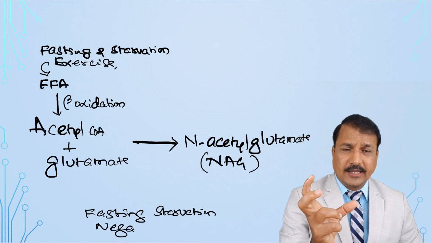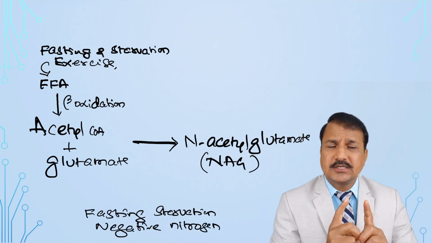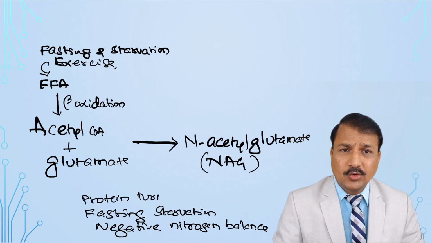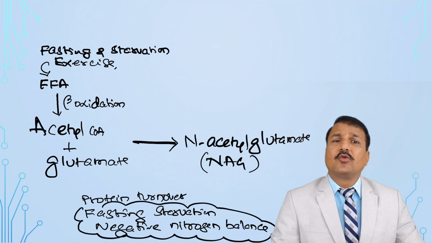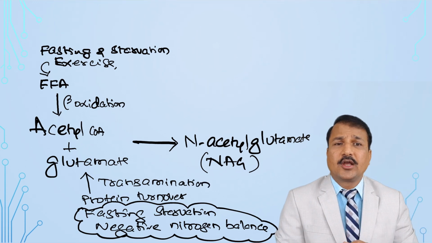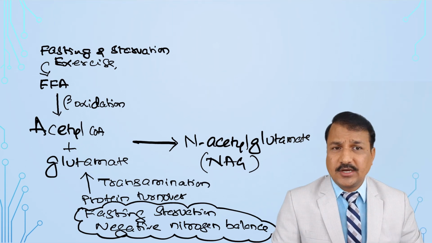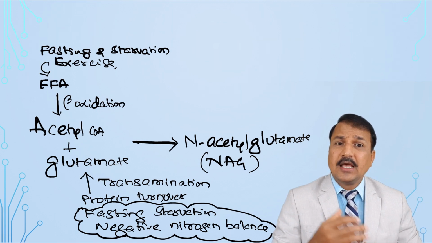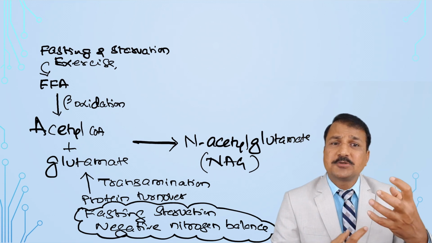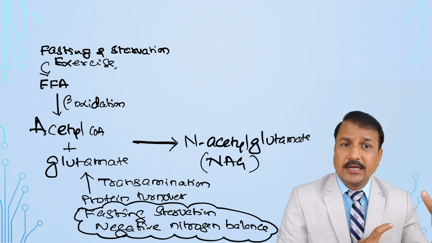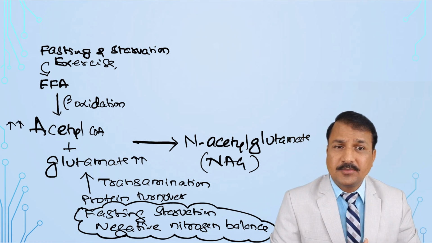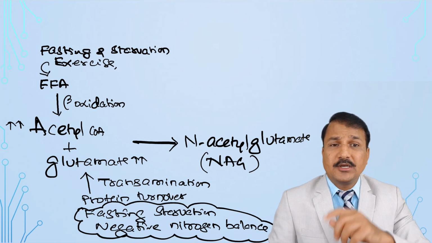Acetyl-CoA is available in plenty. At the same time, remember, when a person is in fasting state or in starvation, or in fact in a negative nitrogen balance condition, where more and more protein turnover is going on, if the protein degradation is going on, there is more of a transamination reaction going on. In transamination, what happens? An amino acid is losing its primary amino group, and transfers that primary amino group to alpha ketoglutarate, and thereby alpha ketoglutarate is converted to glutamate. So at the end of every transamination reaction, there is a formation of glutamate.